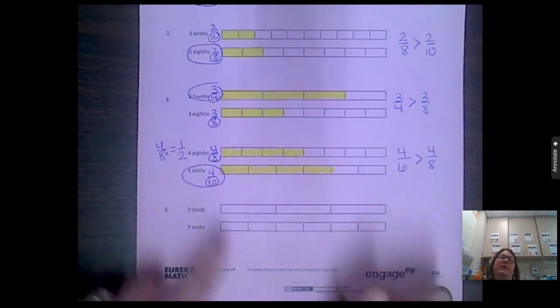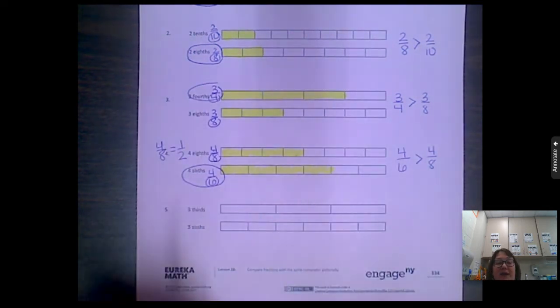It's helpful, pretty much anytime we're doing fractions, if we can look for halves or look for wholes, especially halves, because then we can think of whether a fraction is greater than or less than 1/2 when we're comparing. So that's helpful for us.